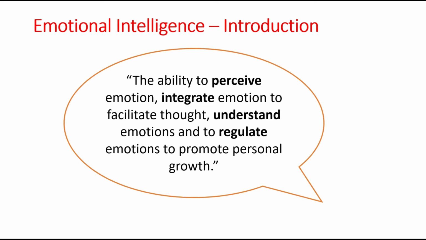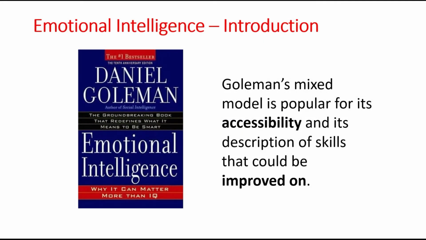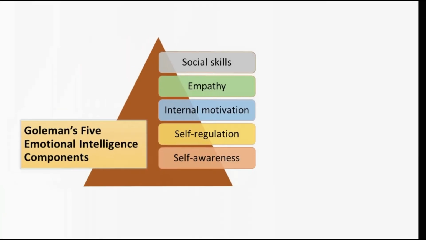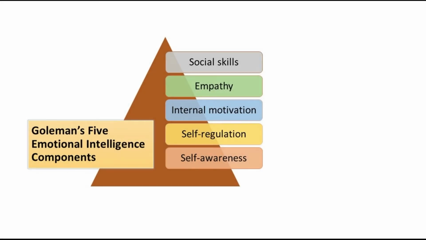Salovey's and Mayer's ability model has attracted the greatest academic recognition, but it is Goleman's mixed model that has gained popularity for its accessibility and its description of a range of skills and abilities that could be worked on and improved in the real world. Goleman describes 5 main components to emotional intelligence.